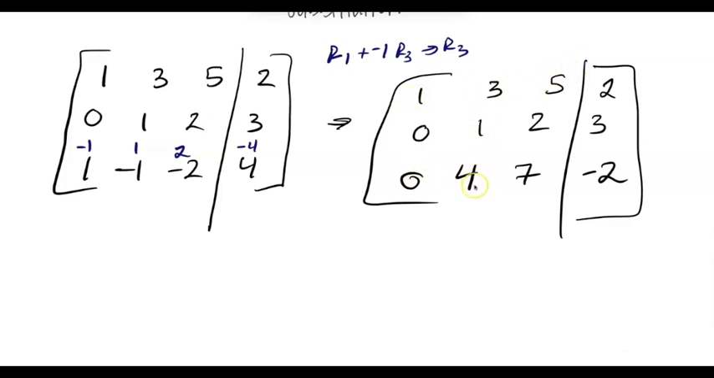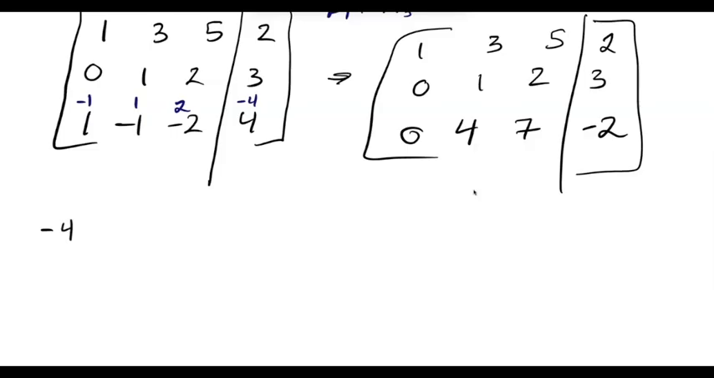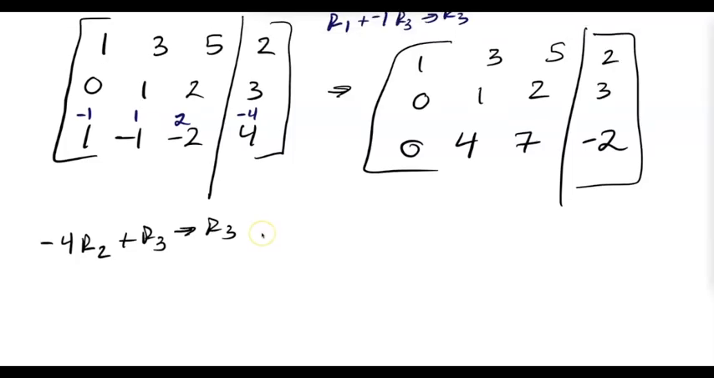I don't want that. I'm going to deal with these two, the two that have a 0 here. So let's multiply row 2 by -4 and then add it to row 3. So I'm going to do -4 times row 2 plus row 3, and that's going to be my new row 3. Let's write out what we have still.